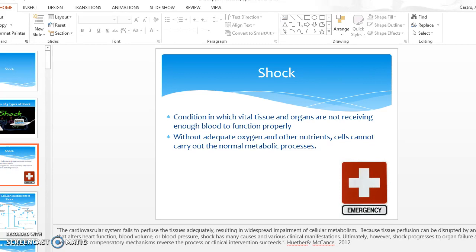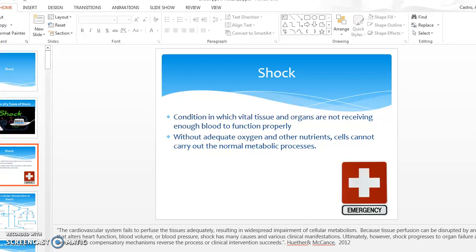So shock is basically any condition in which we have hypoxia not only to our peripheral tissues, but also to the organs, and it's happening because of some kind of impairment or alteration, whether it's the brain that causes certain mechanisms to be affected, or the heart itself, etc.